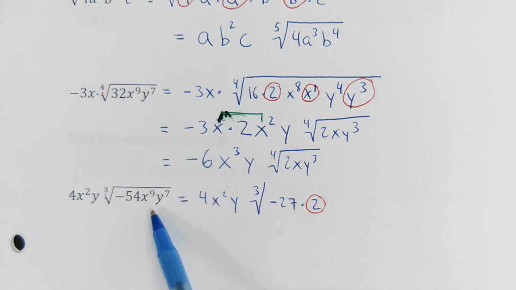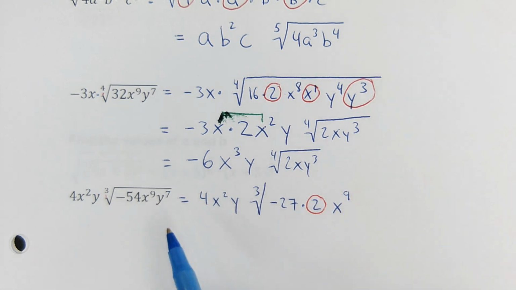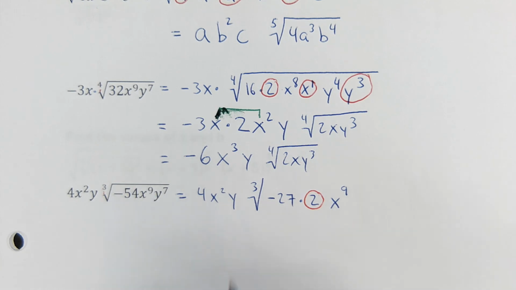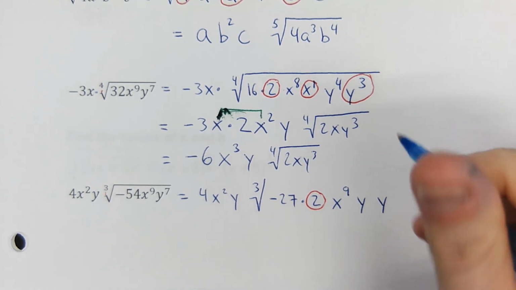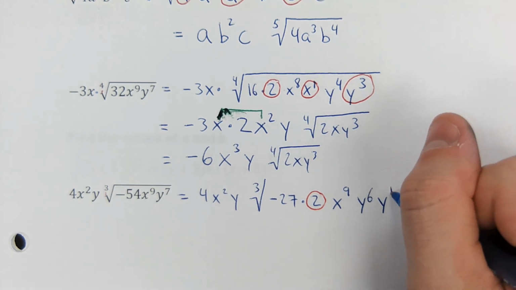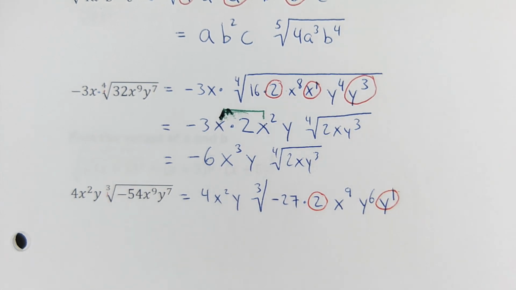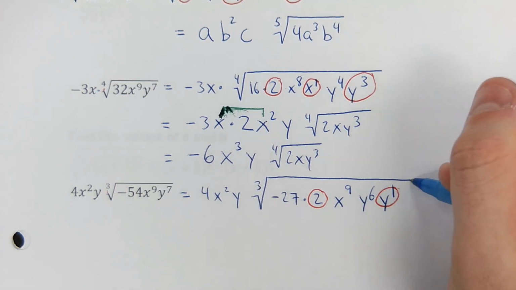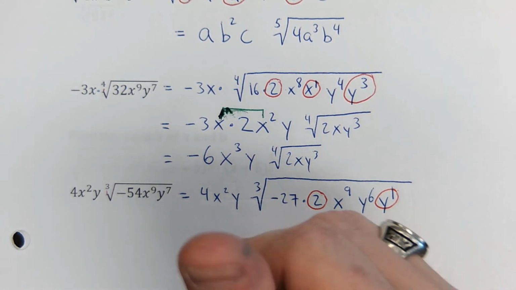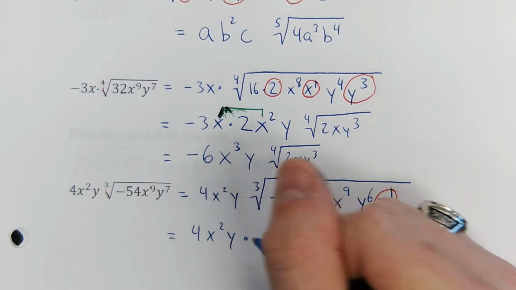This x to the 9th, do I need to split these x's? No, because I can divide 9 by 3. This y to the 7th, does it need to be split? Yes, it does, because I cannot divide 7 by 3. So when I split it, what is the exponent that I can use? 6 and 1. Identify that one right there as stuck, and do that. All right. Again, hold on. Again, 4x squared y hanging out there, waiting to be multiplied by whatever comes out.